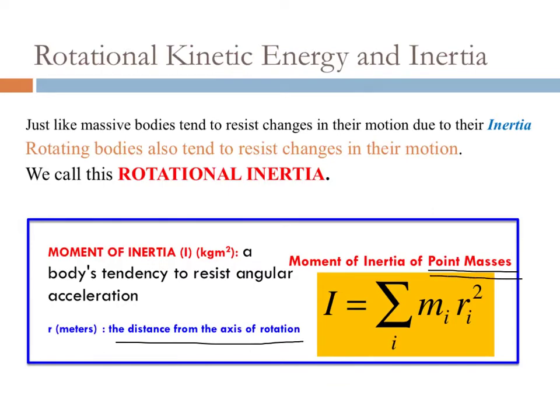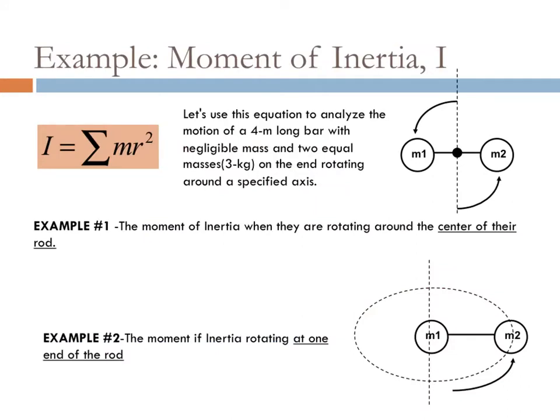So again, the problem with this equation is it's very similar to center of mass, so don't forget to square the distance from the axis of rotation. Now remember, just like in center of mass, we're dealing with point masses to begin with.